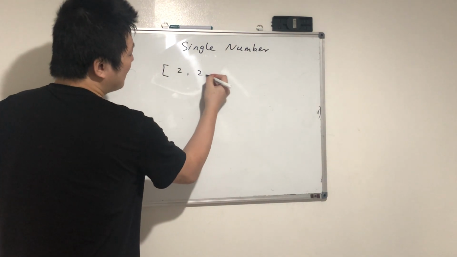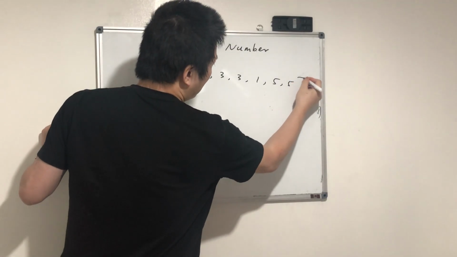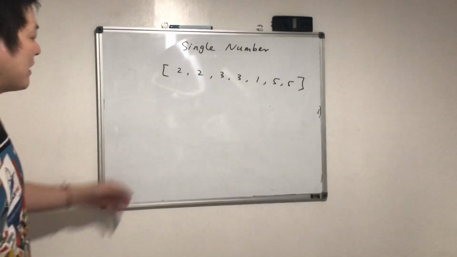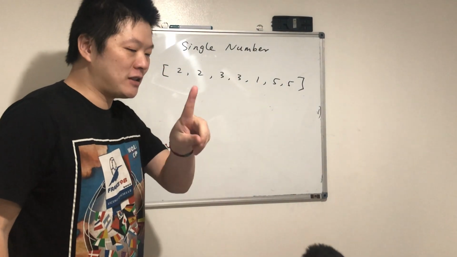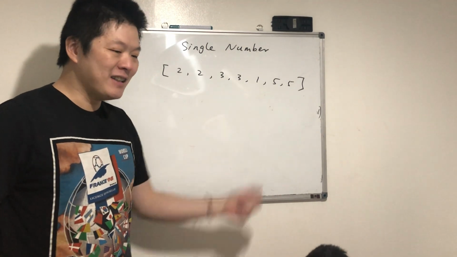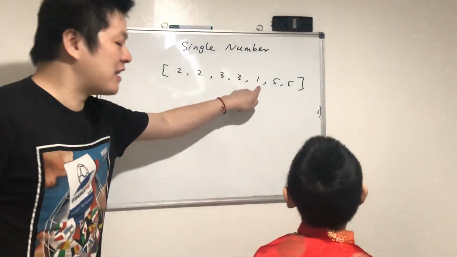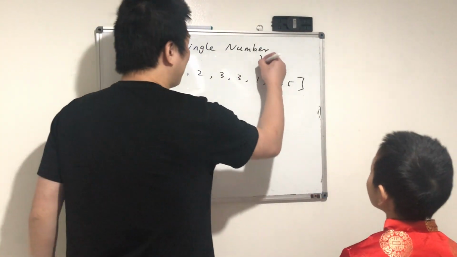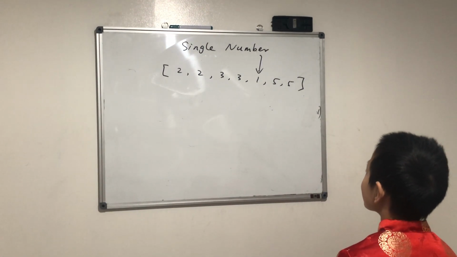So look. 2, 3, 4, 1, 5, 5. So look, 1, 2, 3, 4. Only one number appears once. All other numbers appear twice. So the task is to find that single number. So this is single number. Okay? So any thoughts how we can do this?